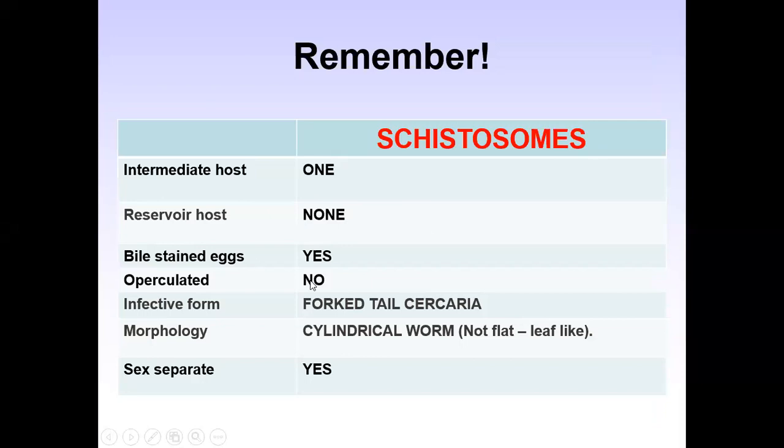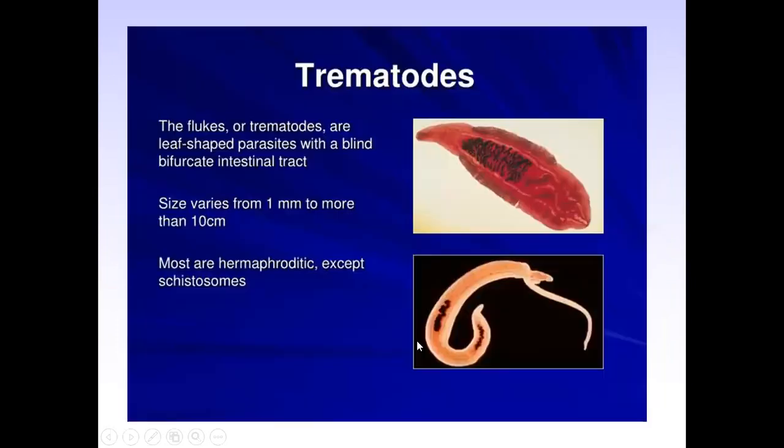It does not have an operculum or a flap which allows it to float. Infective form is the forked tail cercaria, and it's a cylindrical worm, and it has separate male and female parasites. So basically, when we talk about the schistosomes, it has this morphology. And when we talk about the rest of the trematodes, it has the leaf-like structure, which is this morphology.